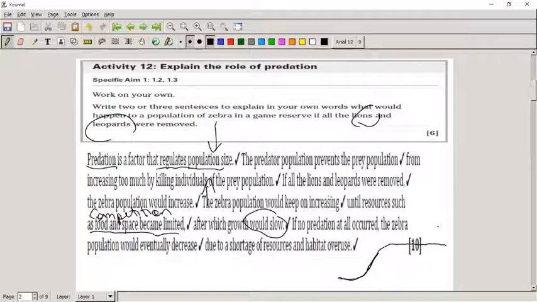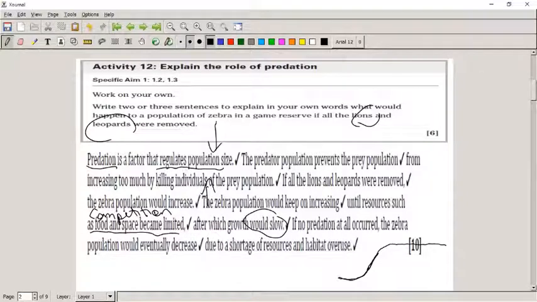If no predation at all occurred, the zebra population would eventually decrease due to a shortage of resources and habitat overuse. So as they go along, they would use too many resources and then there would be a decrease eventually in the population size. Okay, so that was activity 12. That was the activity that you had to do yesterday.